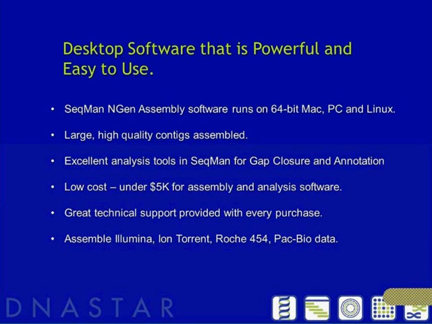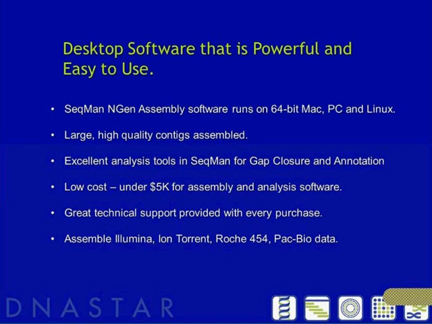So we'll look at some of the tools in SeqMan. Our software, again, is desktop software for under $5,000. You can invest and have an assembler and analysis software, and of course there's support with all purchases. For the different types of data, we assemble Illumina, Ion Torrent, Roche 454, and PacBio data.